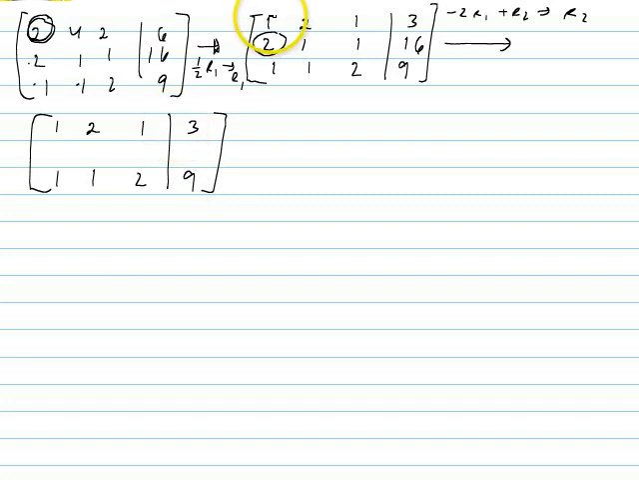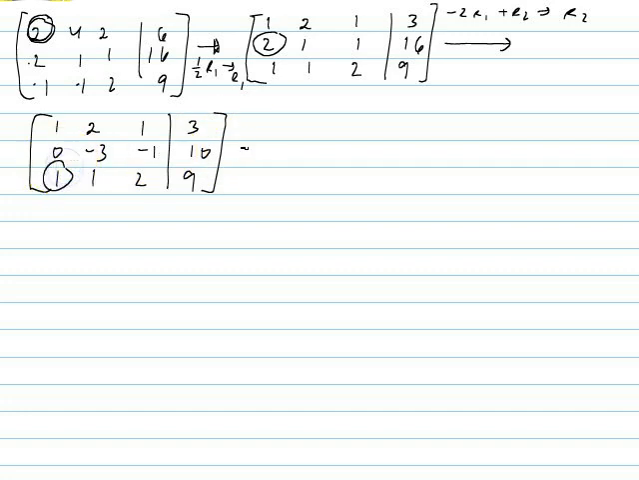So I imagine 1 times -2 is -2 plus 2 is 0, like I want. 2 times -2 is -4 plus 1 is -3. 1 times -2 is -2 plus 1 is -1. 3 times -2 is -6 plus 16 is 10. And I've done 2 out of the 5 steps.